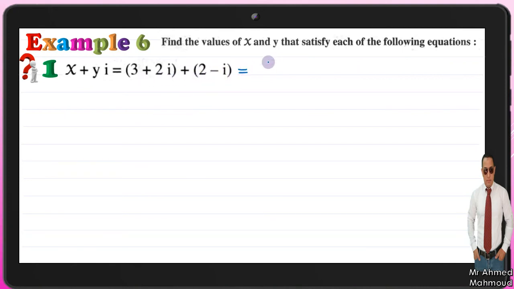3 plus 2 equals 5. 2i plus negative 1i equals 1i, so it will be i. Here, x plus yi, the imaginary equals the imaginary and the real equals the real. So x equals 5 and y equals 1.